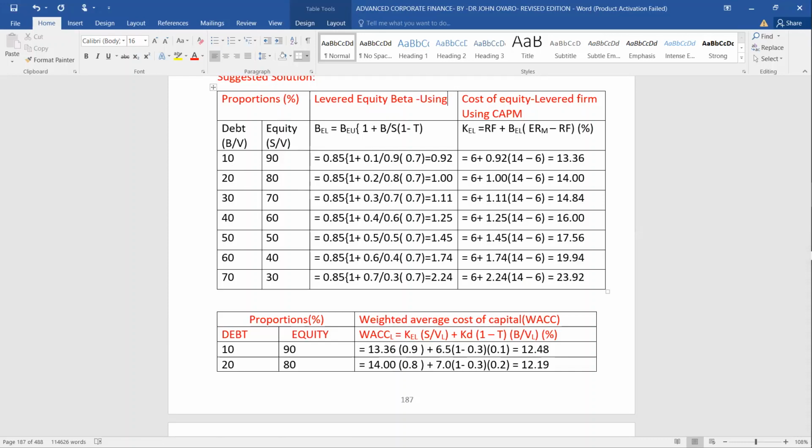Using the Hamada model, modeled by Robert Hamada. Okay, so the asset beta 0.85, times 1 plus proportion of debt. If you have been given market value, you take that. If the market value is say 20 million, you take 20 million of debt, and market value of equity is 80 million, you take that. Here we don't have that, so proportion of debt 0.2, proportion of equity 0.8, multiplied by 0.7. Is the answer 1?